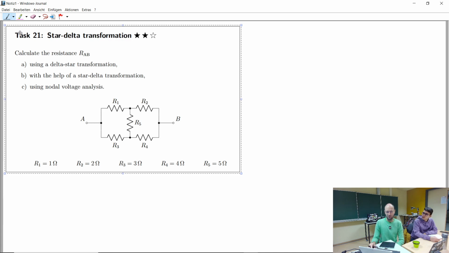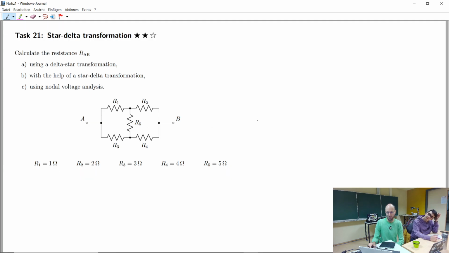And then we can have a look at this task 21, as said about star delta transformation. The task, the idea is to calculate the equivalent resistance of this circuit between these terminals or nodes A and B. We have probably already discussed it a couple of times, but what is the issue with the circuit?